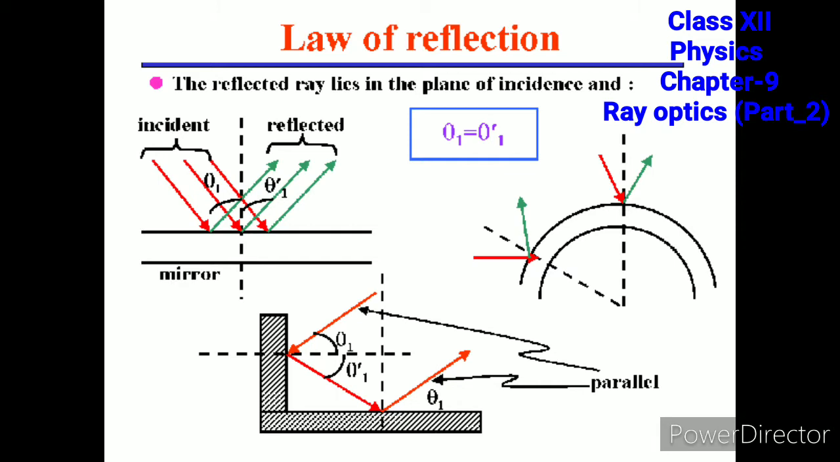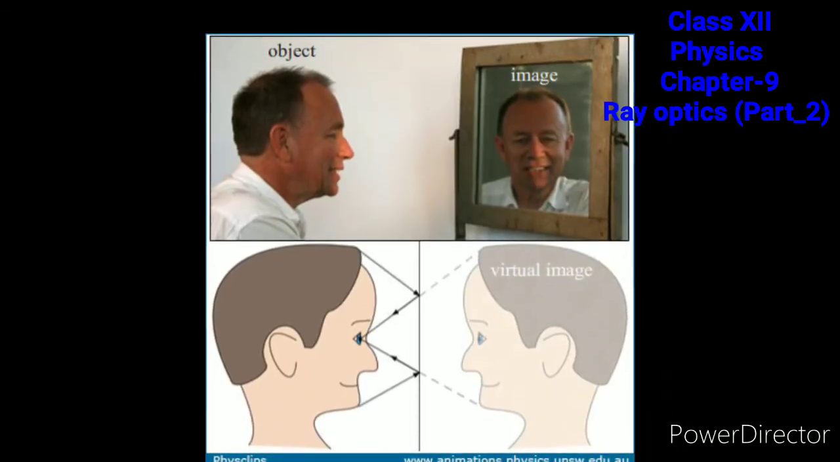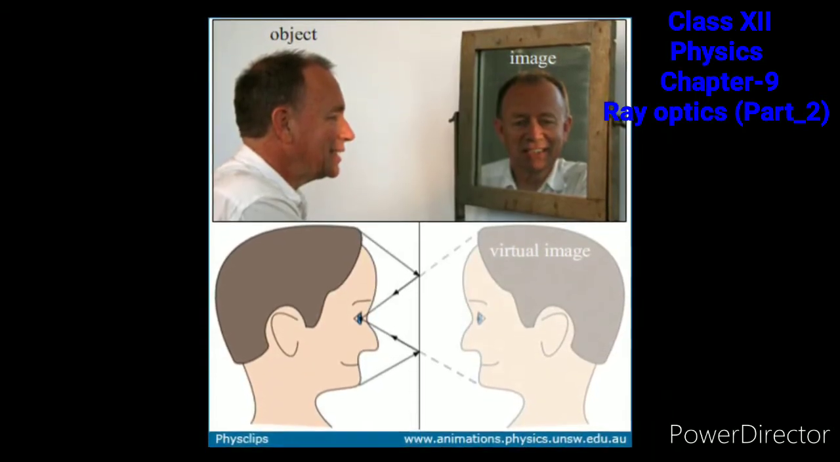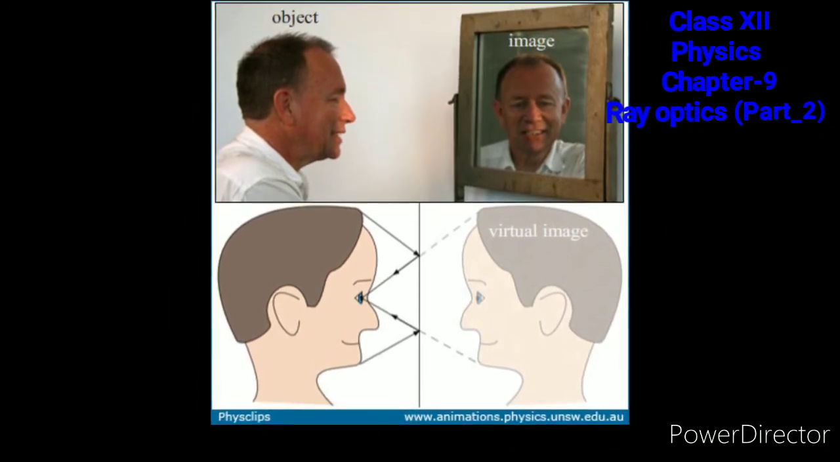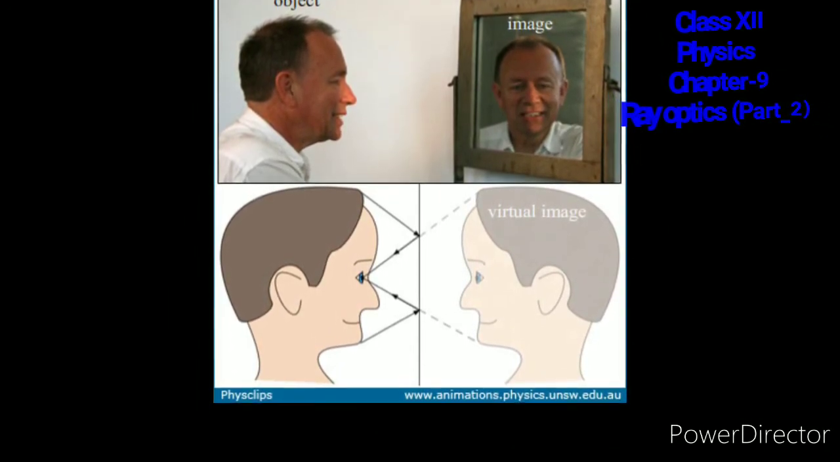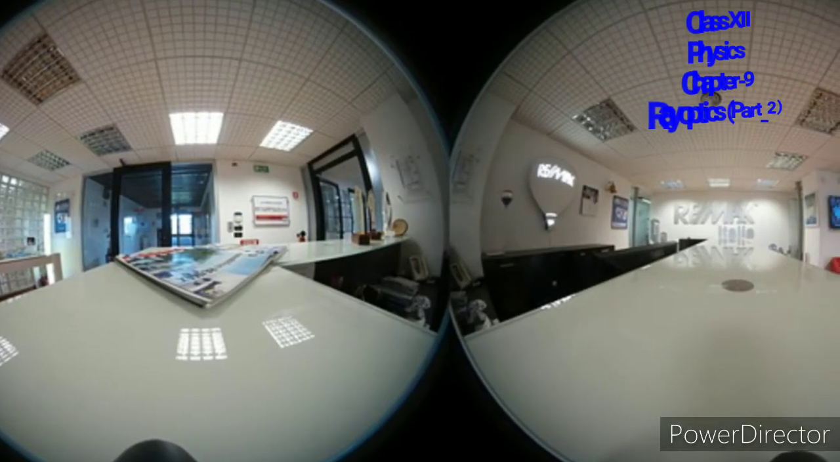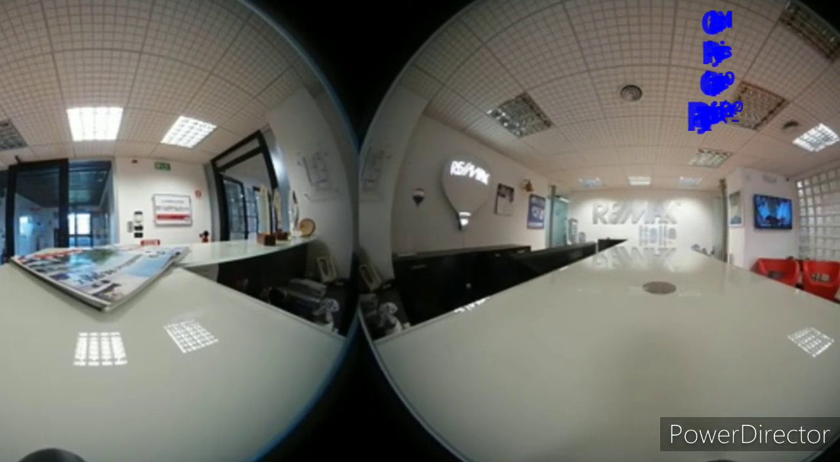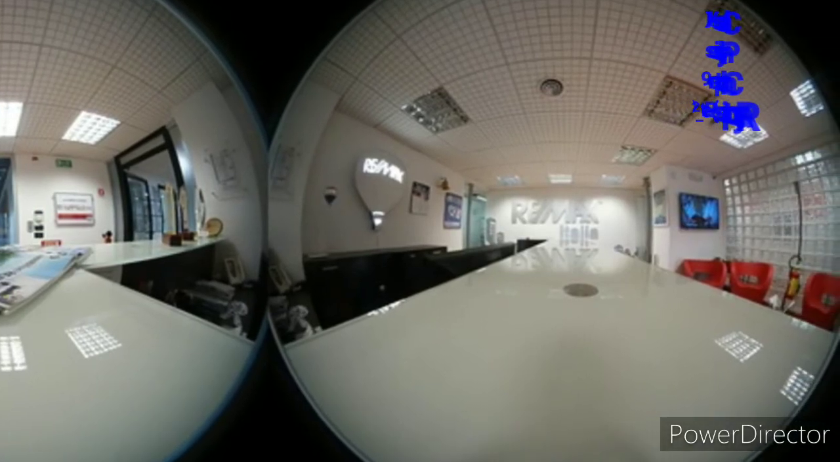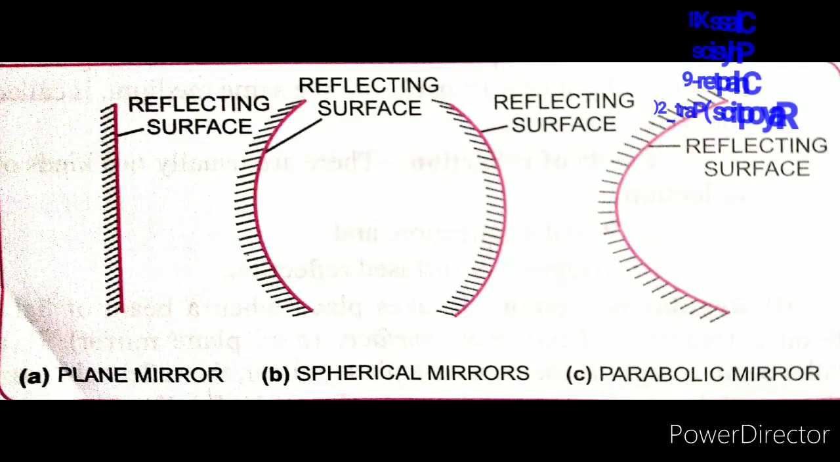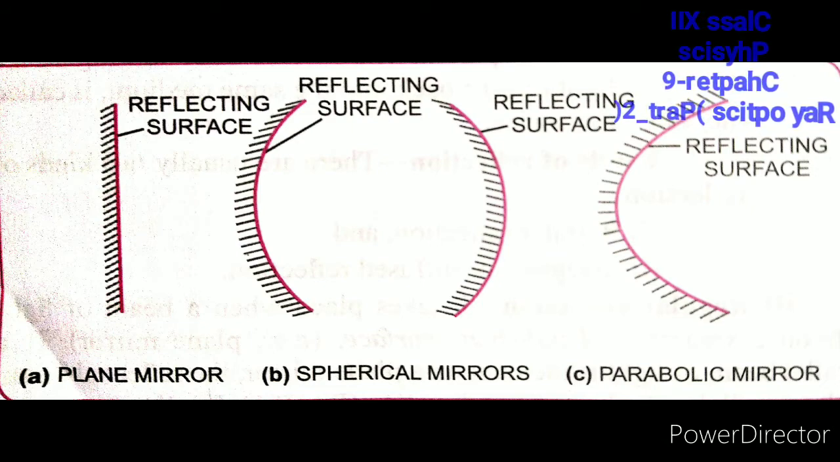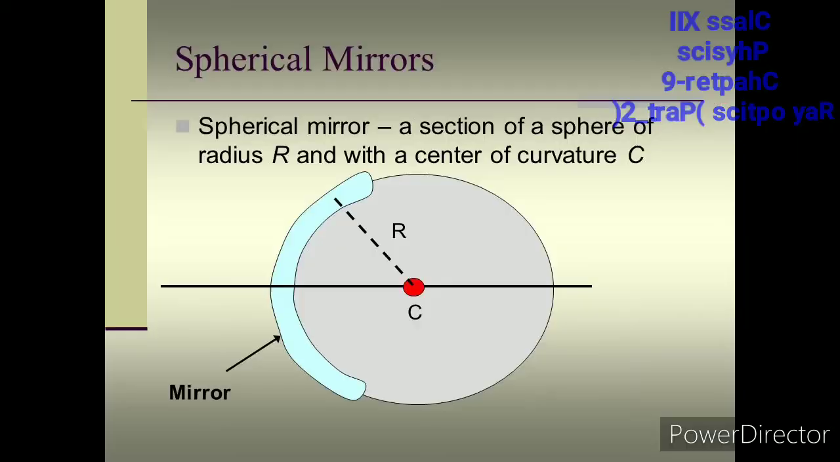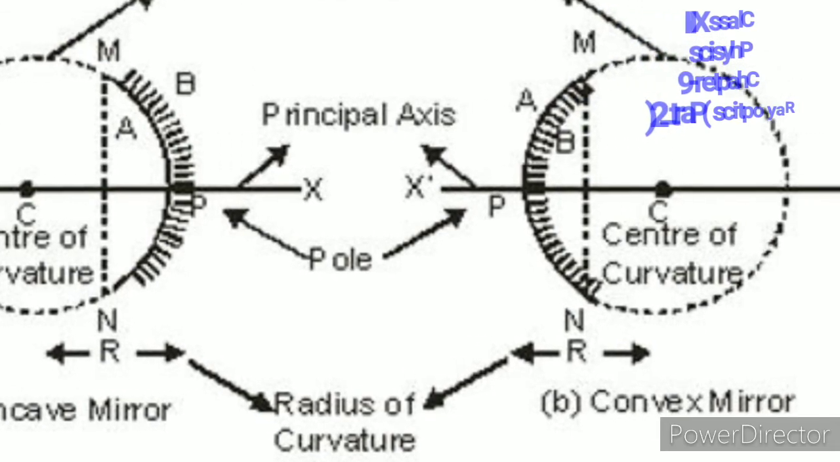A mirror is made by polishing, or by depositing a fine layer of silver on glass. A mirror is a device which regularly reflects all the light rays incident on it. Mirrors are of three types: plane mirror, spherical mirror, and parabolic mirror. The figure shows the three kinds of mirror. The spherical mirrors are of two kinds: first, concave mirror, and second, convex mirror.